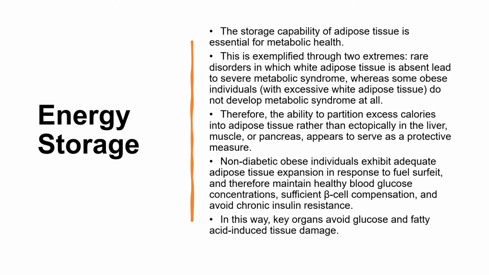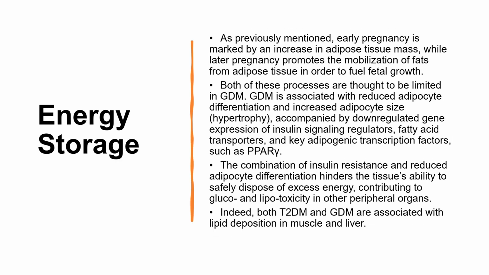Non-diabetic obese individuals exhibit adequate adipose tissue expansion in response to fuel surfeit, and therefore maintain healthy blood glucose concentration, sufficient beta cell compensation, and avoid chronic insulin resistance. In this way, organs avoid glucose and fatty acid-induced tissue damage. As previously mentioned, early pregnancy is marked by an increase in adipose tissue mass, while later pregnancy promotes the mobilization of fats from adipose tissue in order to fuel fetal growth. Both of these processes are thought to be limited in GDM.